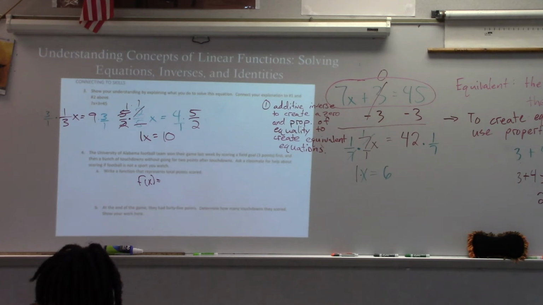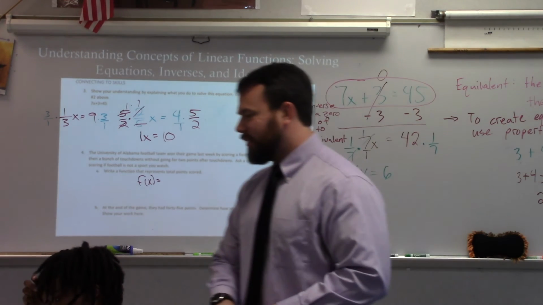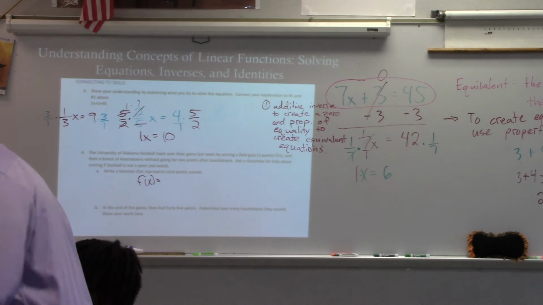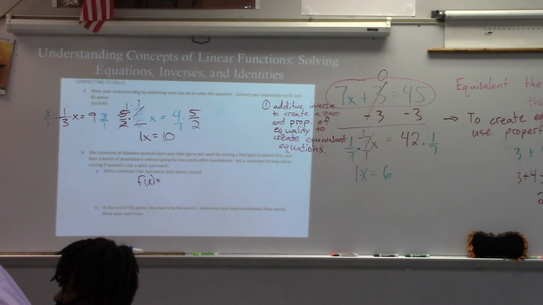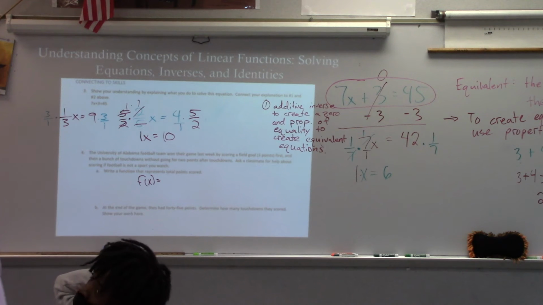One touchdown equals 7. So why 7x? Think about it. A touchdown is equal to 7. So they automatically got 7 points. We're going to talk about it. Make sure you got that. They automatically got 3 times 7.